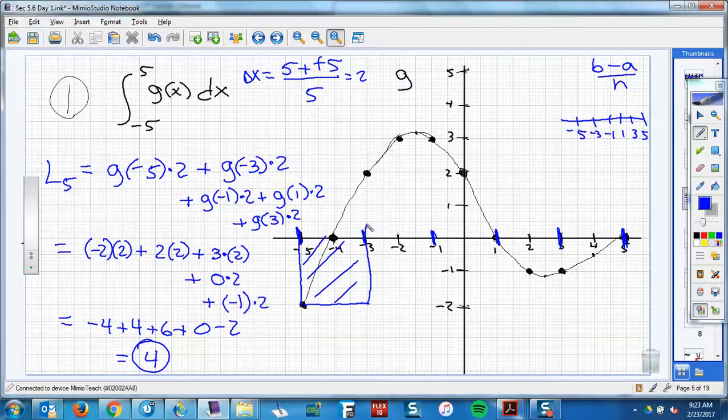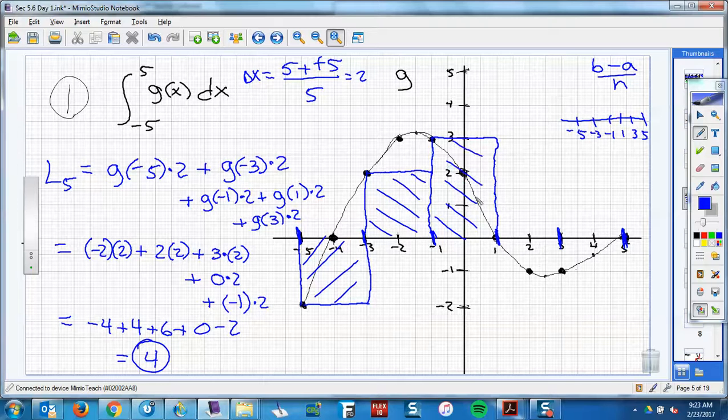Okay, now at -3, we go up to the curve, and we draw over to -1, and then down. So we got that left rectangle. Then at -1, we draw up to the curve and across and down. And we got that rectangle. And then what about at 1?